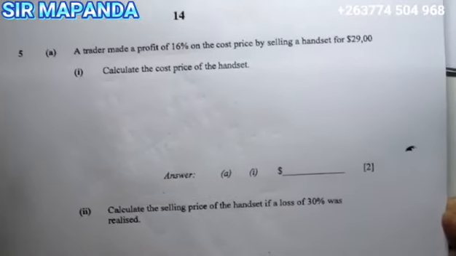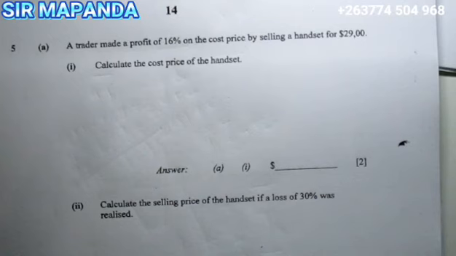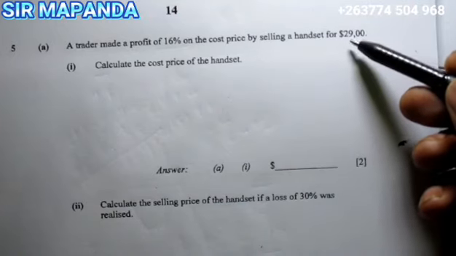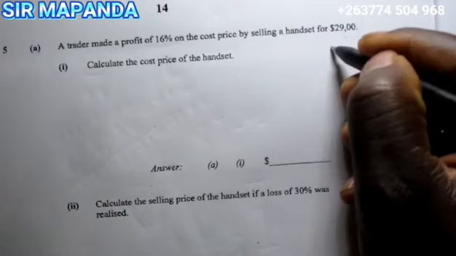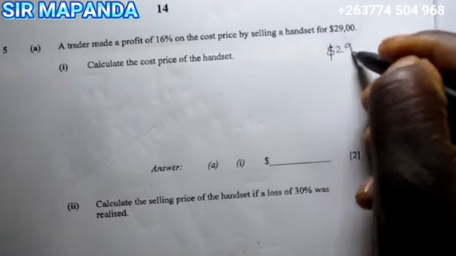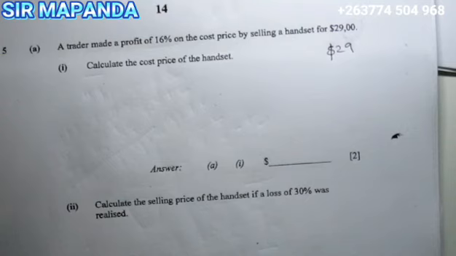Number 5, it reads, a trader made a profit of 16% on the cost price by selling a handset for $29. So sometimes in an exam, when you see 29,00, just ignore these 2 zeros. Take 29,00 as 29 so that you don't confuse yourself. I hope you are listening, right?